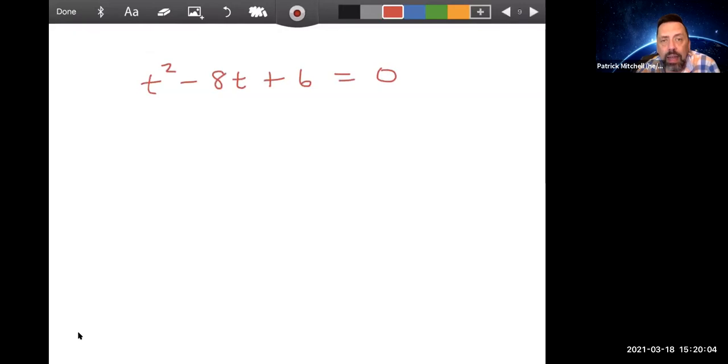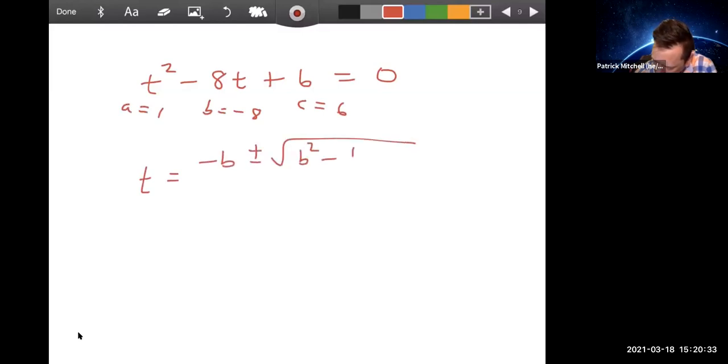It is not a quadratic equation that you can solve by factoring. So you need to solve this one either by completing the square or with the quadratic formula. Let's use the quadratic formula. So a is 1, b is -8, c is 6. All right, so t equals minus b plus or minus radical b squared minus 4ac all over 2a.